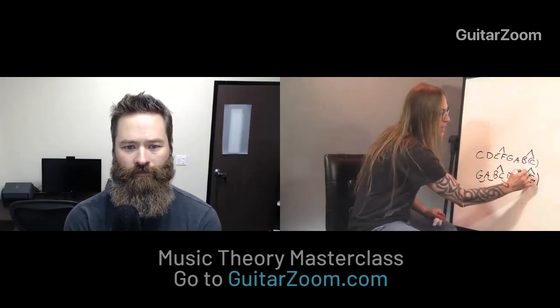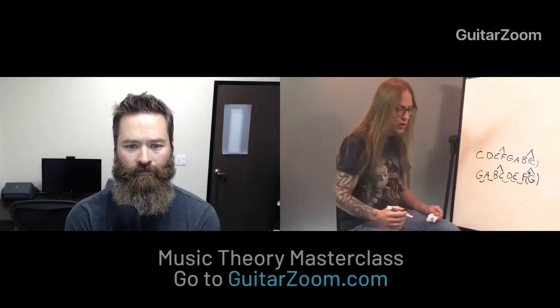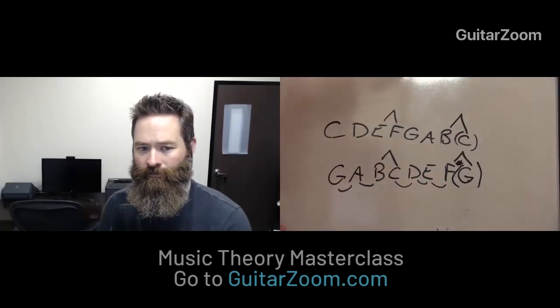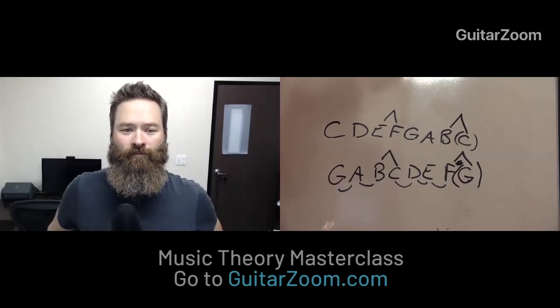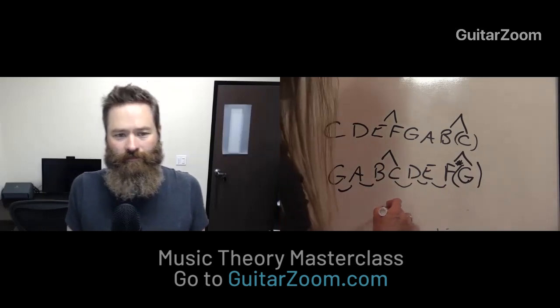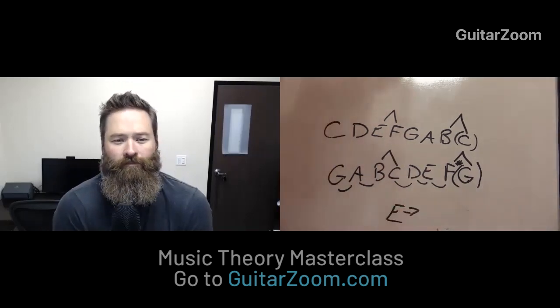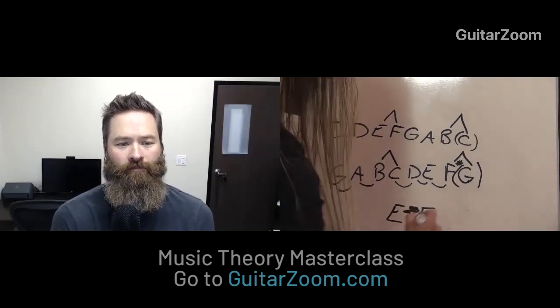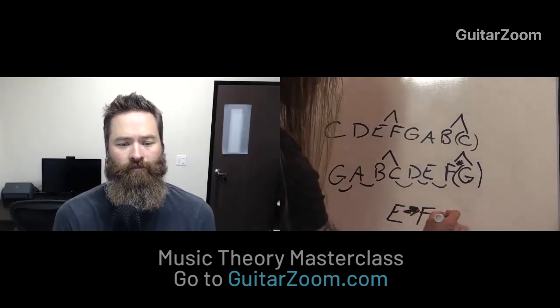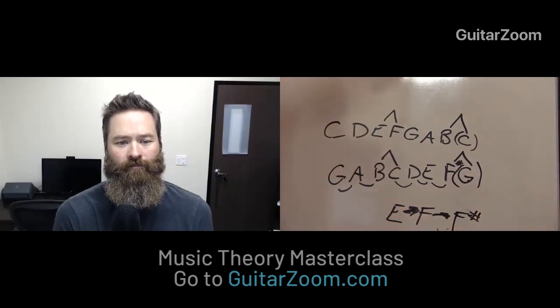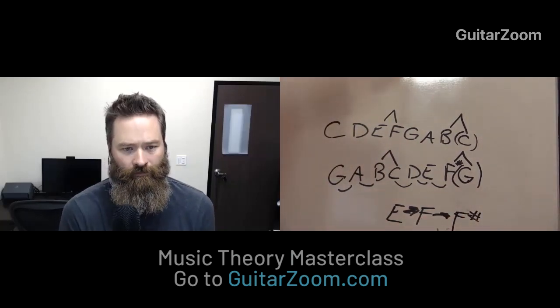Well, watch this. If I turn F into F sharp, because remember, I can't have F and F sharp. I can't have them both. I can only have one. The distance from E to F sharp now, E to F is a half step. And then F to F sharp is also a half step. So E to F sharp is a whole step.